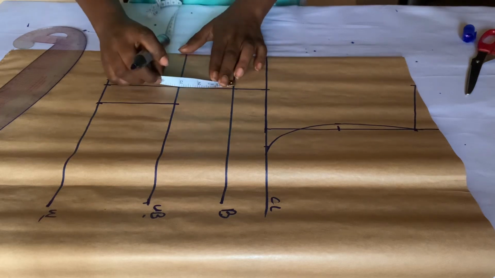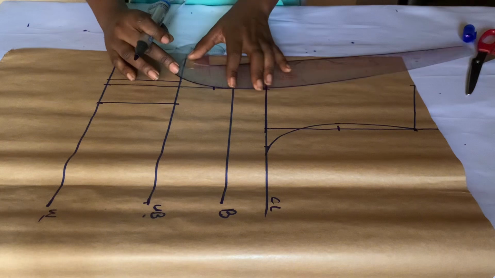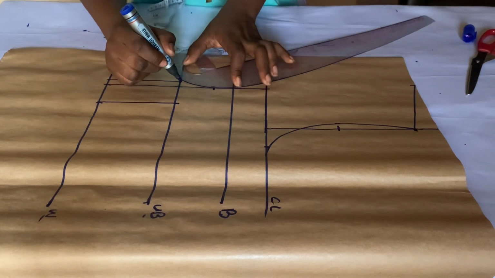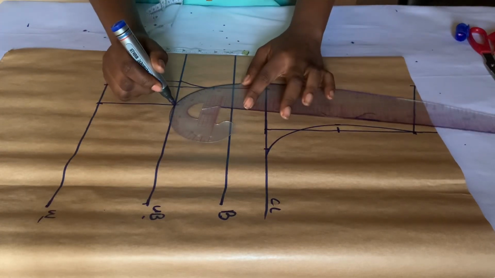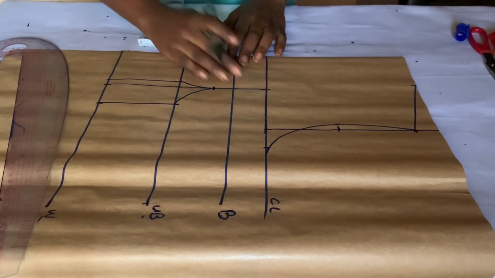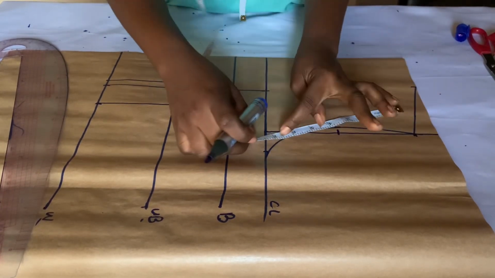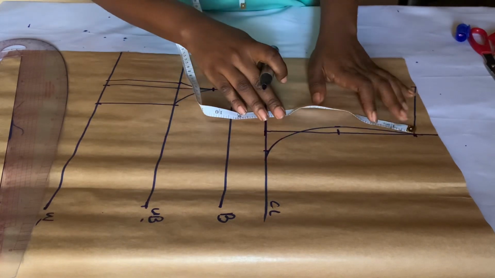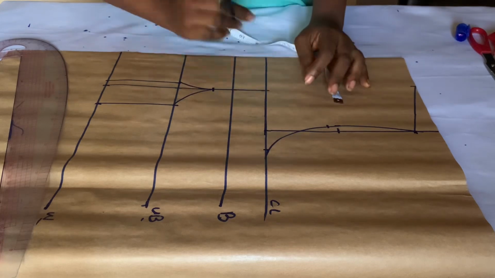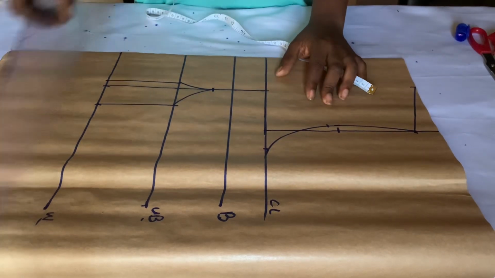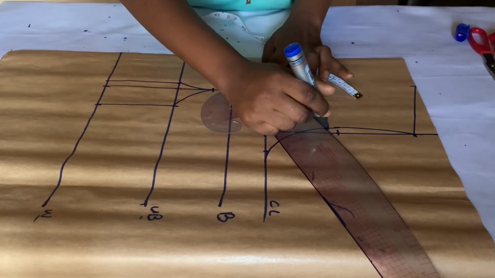On this bust point, I came down by 1 inch. I'm going to use my French curve to connect the points like so. The reason for coming down by 1 inch is to prevent the bust point from being so pointy after joining everything. Now I'm going to measure what we have on the armhole curve like so. Here we have 8. Now I'm going to mark the midpoint. That's 8 divided by 2, that's 4. After that, I'm going to use my curve to connect that point to this point on the chest line like so.